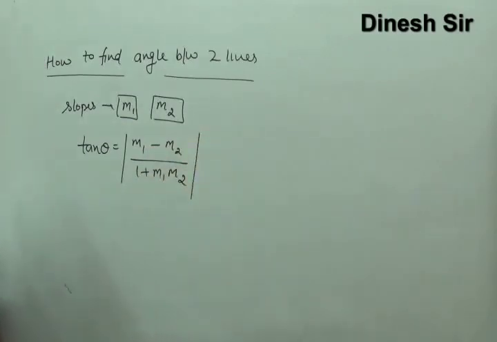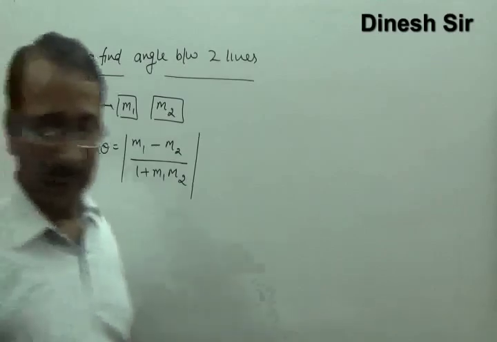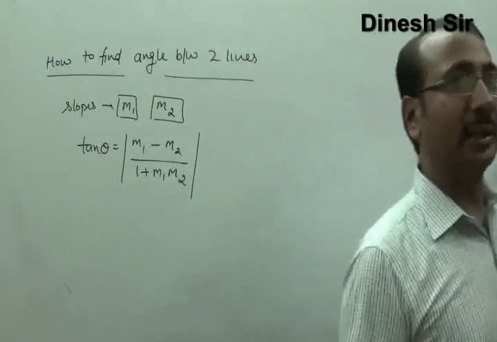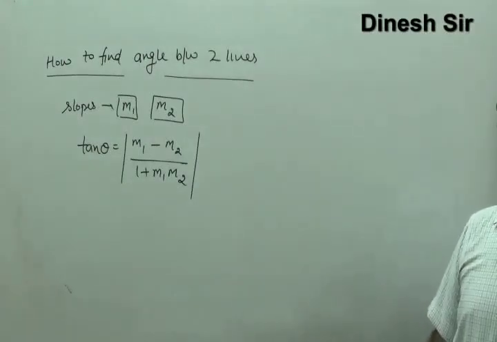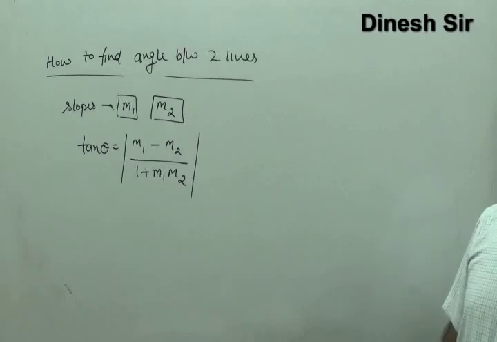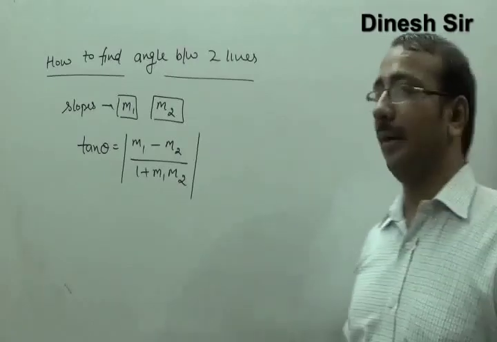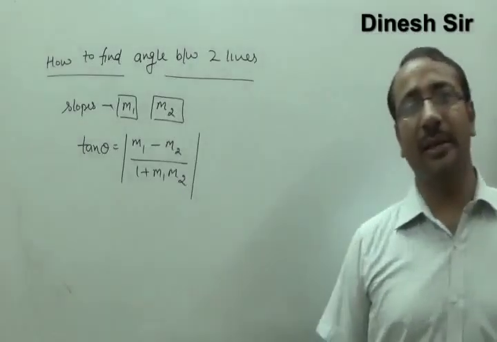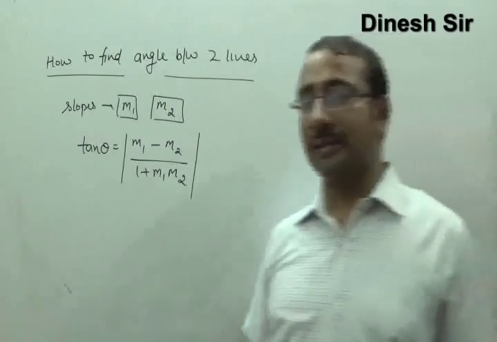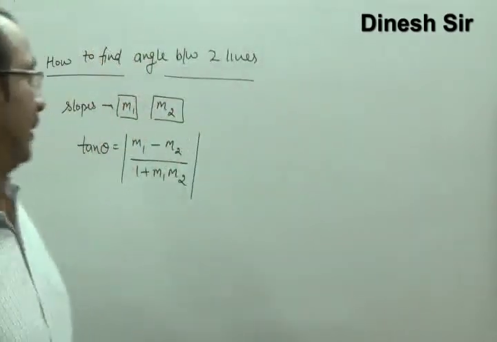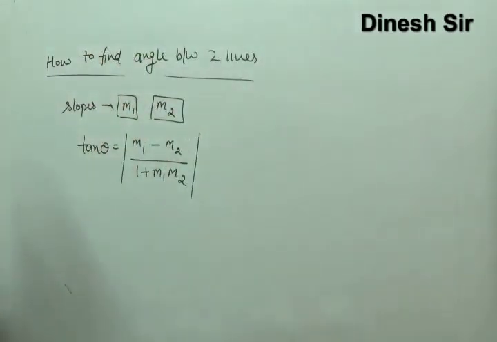Pay attention here. What is the formula for finding the angle between two lines? It is tangent theta equal to m1 minus m2 upon 1 plus m1 into m2. As per the given question, whatever the two lines are, first of all we have to find the slope of the line, which I told you earlier. The slope of a line could be taken as minus coefficient of x upon coefficient of y. Similarly, we can take the slope of the second line also.